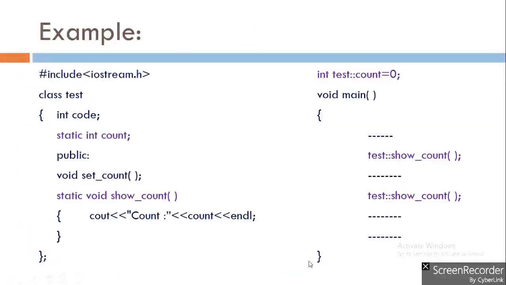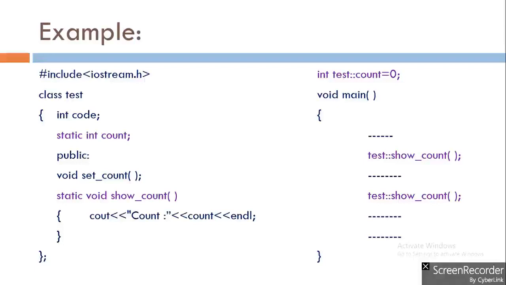Let's see one example. Here I have declared one class test. It is having a simple data member integer code and one static data member, that is static int count. Now in public section we have two functions. First one is a void set count. As we can see, it is a normal member function.